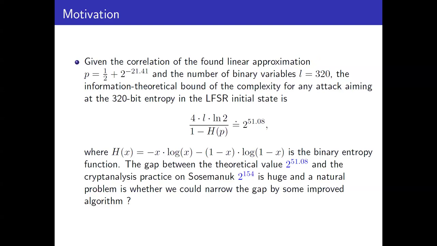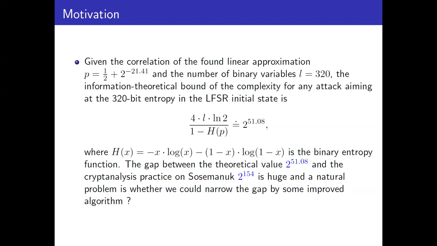When given the correlation of the found linear approximation, which is 2 to the power of minus 21.41, and the number of binary variables, which is 320, the information theoretical bound of the complexity for any attack aiming at the 320-bit entropy in the FSM initial state is this value, which is 2 to 251.08. And here, h(x) is a binary entropy function.